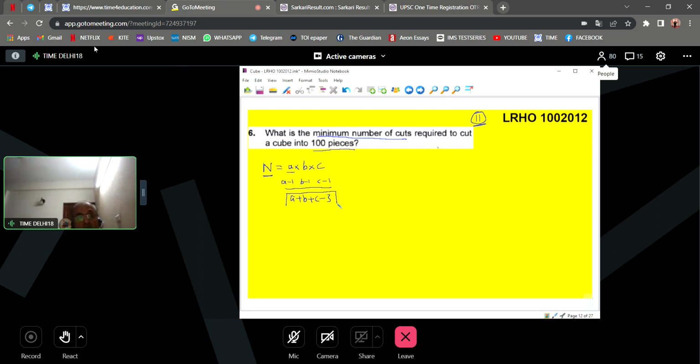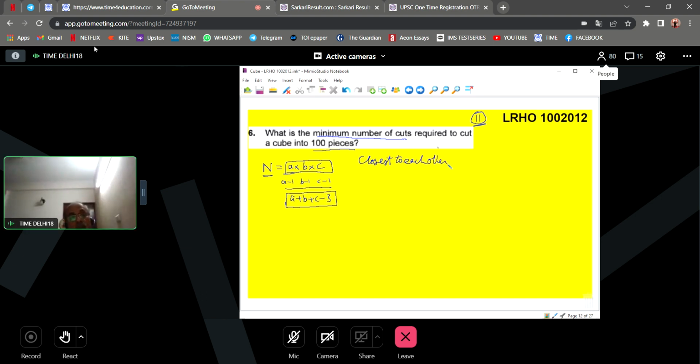What I'm looking for? I'm looking for minimum value for this expression. How do I get that? First thing, what I have to do? I have to find three numbers whose product is n. And then the second thing I need to do is that I need to bring these three numbers closest to each other.